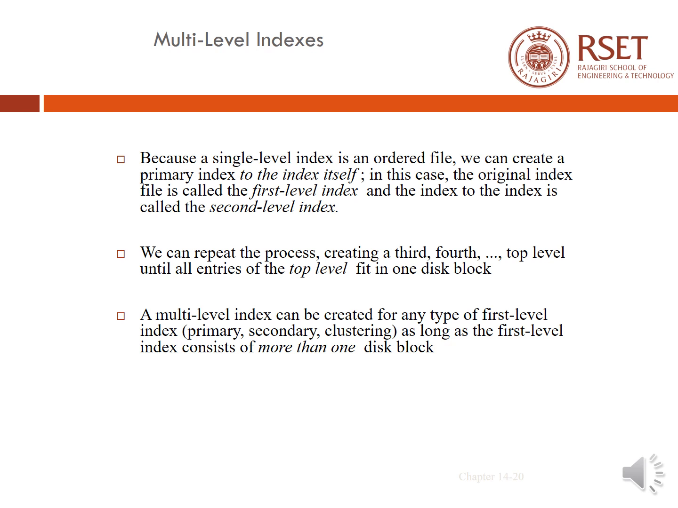So a multi-level index can be created for any type of first level index. That is, the first level can be primary, secondary or clustering, and to that one I am creating one more level of indexing. So that is what we have seen: what is indexing, what is single level indexing, three types: primary, clustering, secondary, and then what is multi-level indexing. That's all for today.